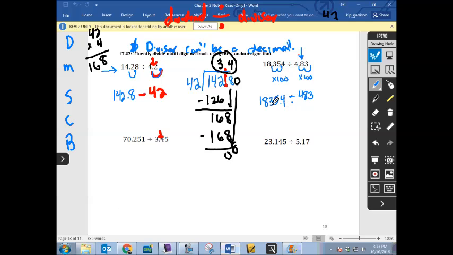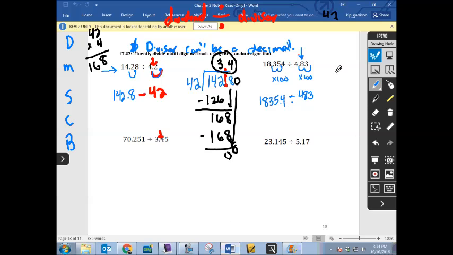Once again, you don't have to write this. I'm just showing you that if I wrote 18.354 divided by 4.83 as a fraction, because all fractions are division problems and all division problems are fractions, if I'm going to make an equivalent fraction, I just got to make sure that whatever I did to the bottom, I do that same thing to the top. Okay? So just keep that in mind. Okay? Now we're ready to do our division.